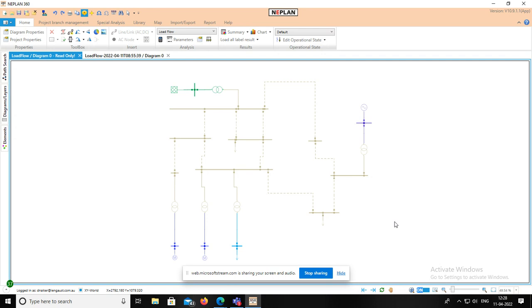NEPLAN 360 is a fully browser-based power system analysis tool on the market which offers all the advantages of cloud computing. The software does not need to be installed on a specific desktop computer or a notebook, but it is available everywhere through the internet. As a result, new licensing models are available for the user.